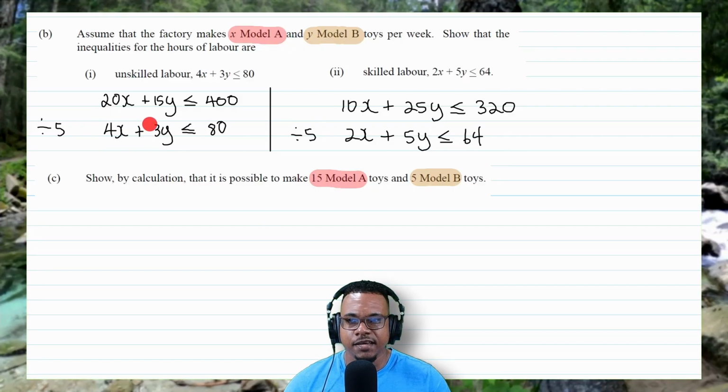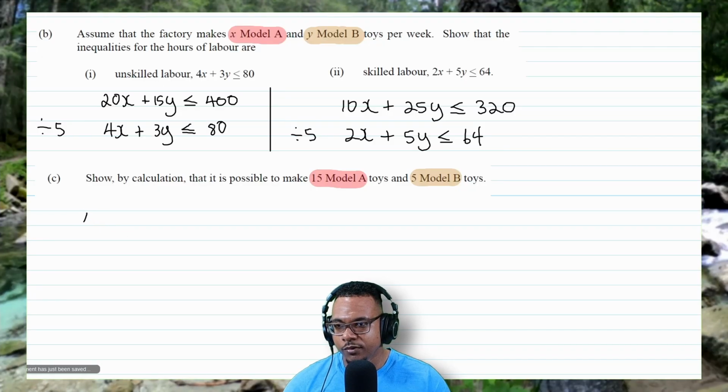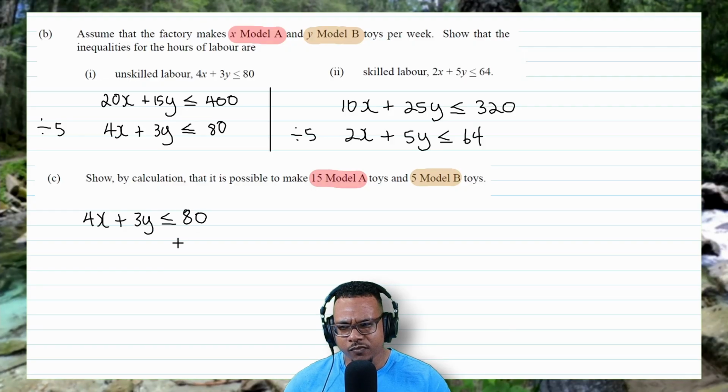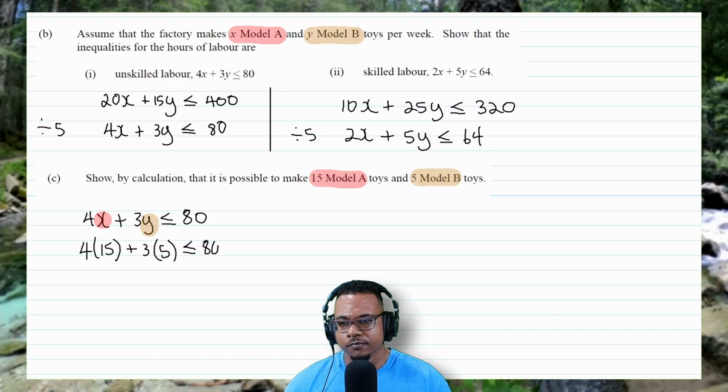What you get on the left-hand side here must be less than or equal to 80, and what you get on the left-hand side here must be less than or equal to 64. So let's prove that now. Show by calculation that it is possible. I'll start with the first one, where 4x plus 3y is less than or equal to 80. Remember, x is Model A and y is Model B. So we have 4 times 15 plus 3 times 5, and that must be less than or equal to 80.